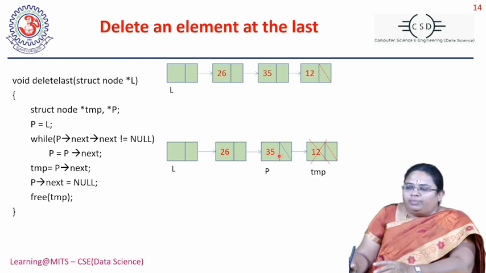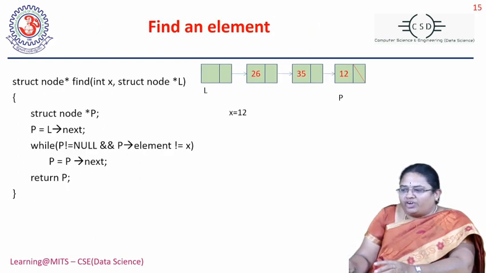And the main operation, how to perform find. We are searching for the element, so we have to traverse the linked list from the header node to the last node, and we are checking whether it is equal to that element. If it is equal, we just return the position where the element is found. So see here, x I have given as 12, that is the element to be searched in the list L. L represents the beginning of the linked list.